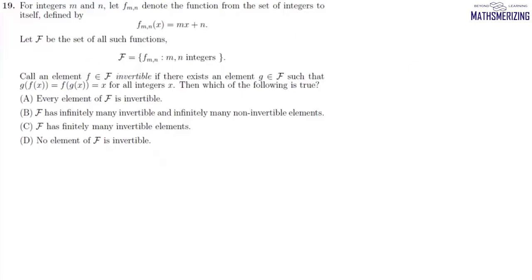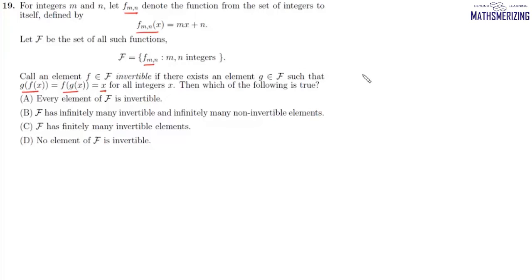Now question number 19 is, for integers m and n, let f_mn denote the function from the set of integers to itself defined by f_mn(x) equals mx plus n. Now let capital F be the set of all such functions f_mn where m and n are integers. Now we call an element f invertible if there exists an element g such that g(f(x)) equals f(g(x)) equals x for all integers. Then which of the following is true?